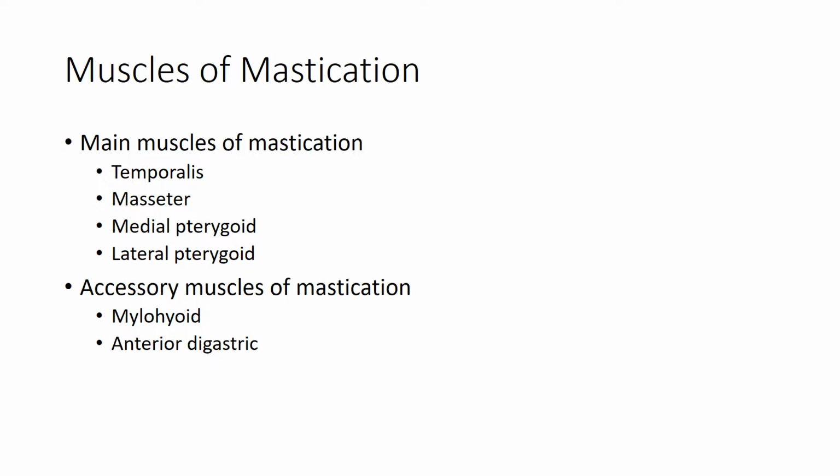So here are the muscles of mastication. There are 4 main muscles of mastication and 2 accessory muscles of mastication. So the 4 main muscles of mastication are the temporalis, the masseter, the medial pterygoid, and the lateral pterygoid. And of the main muscles of mastication, 3 of them close the jaw, and only 1 of them opens the jaw. And hopefully when I show you where these muscles are located, what they attach to, you'll understand why that is. Now both accessory muscles of mastication help to open the jaw.